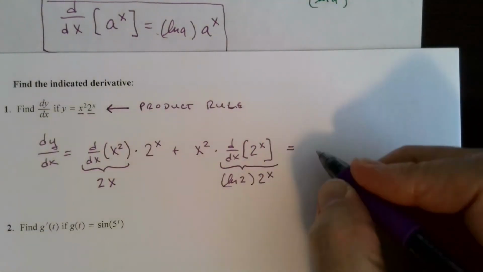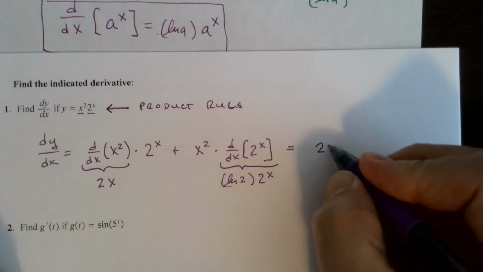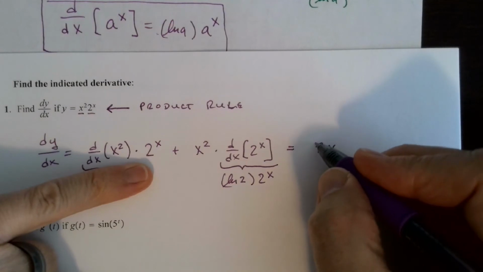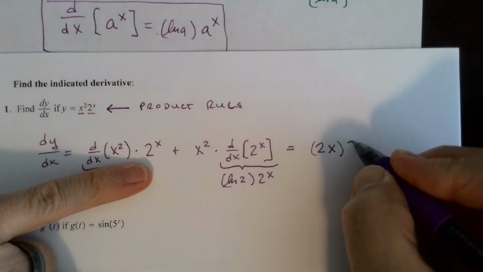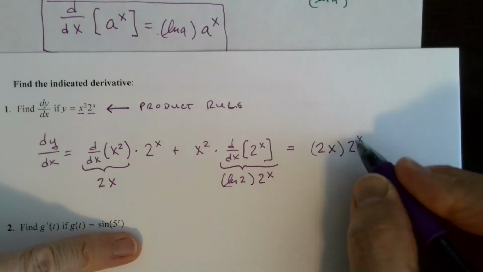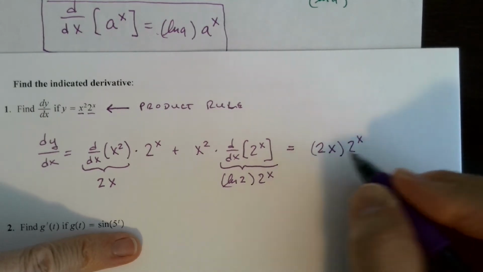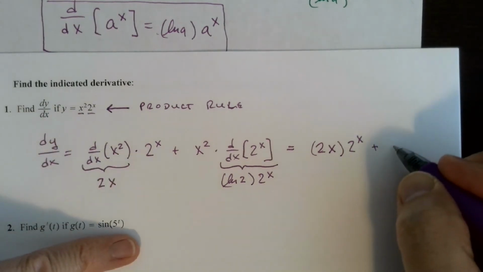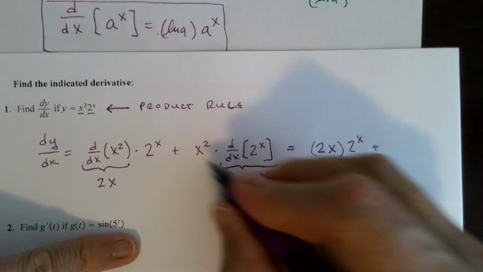And so I get 2x times 2 to the x. And I want to emphasize that in 2 to the x, this exponent is only working on the 2, not the 2x. So be careful about that. Plus what? Natural log of 2 times x squared times 2 to the x.